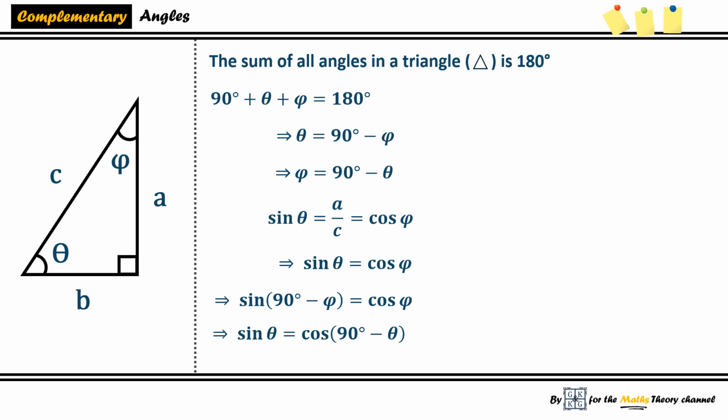Now let's do it the other way around. Let's look at the cos of theta. So let's now write that down. The cos of theta is B over C, correct? So the adjacent side over the hypotenuse.